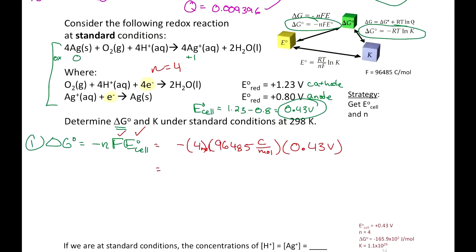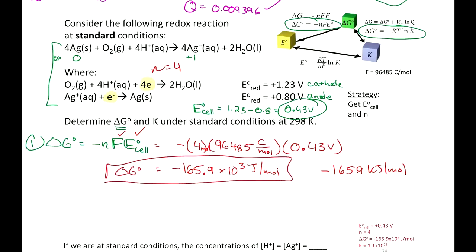And you get something like delta G equals negative 165.9 times 10 to the 3 joules per mole of the reaction, right? Or you can think negative 165.9 kilojoules per mole. And so if this was chapter 19, you would say, yes, this is a spontaneous reaction because delta G is negative. Perfect. But delta G can tell us other things as well. Delta G can also tell us information about K, the equilibrium constant.